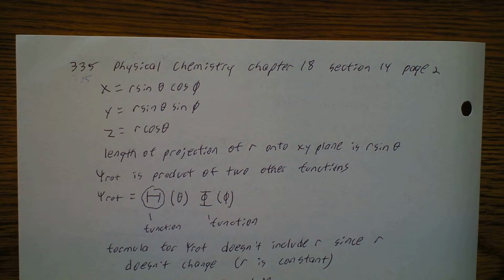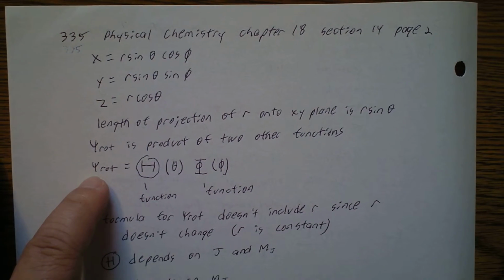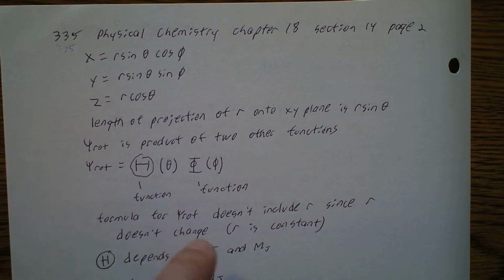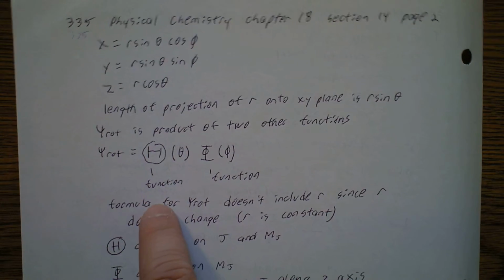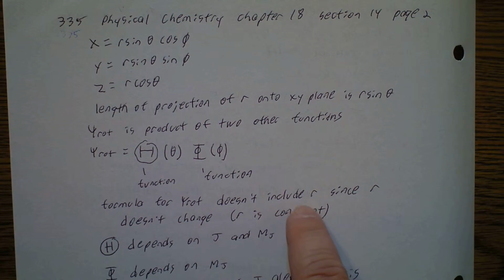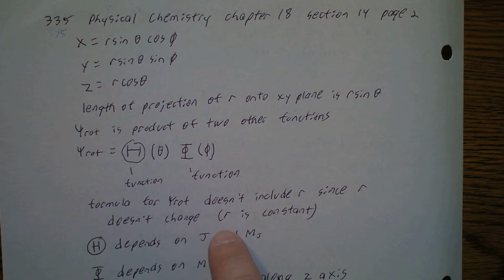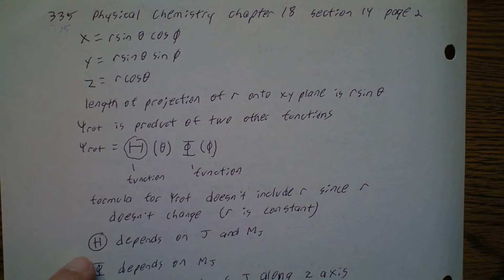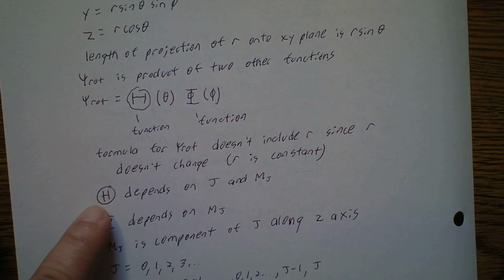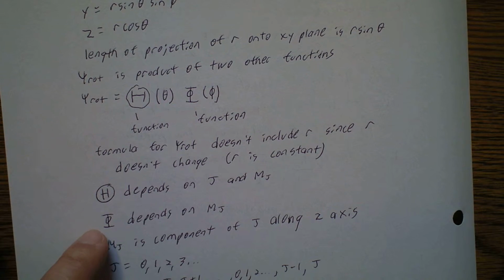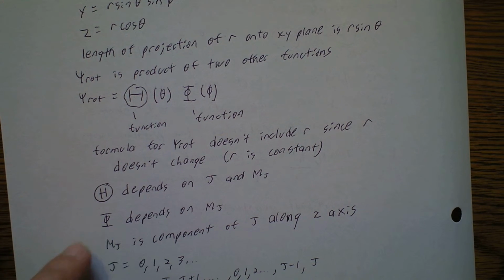Now psi rotation is the product of two other functions. So we have psi rotation, we have this function of theta and this function of phi. I forget what that symbol's called. But anyway, the formula for psi rotation doesn't include r, since r doesn't change. So r is a constant, remember, because we're talking about a rigid rotor here, or a rigid bar. So this symbol depends on J and MJ, and this symbol just depends on MJ.